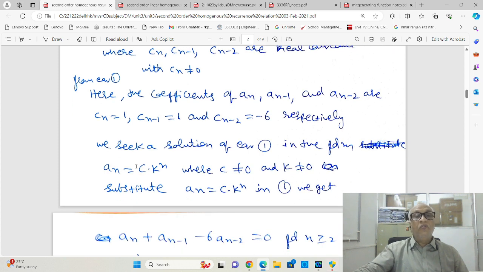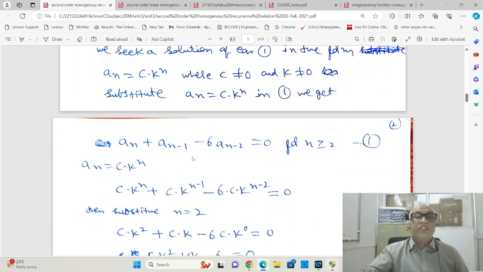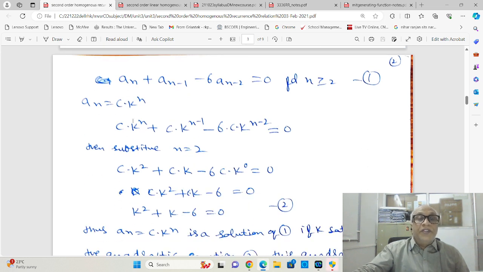Now what do we have to do? We have to do the substitution. How? an equal to c k to the power of n. So when we substitute an equal to c k to the power of n, what will we get? c k to the power of n plus c k to the power of n minus 1 minus 6 c k to the power of n minus 2 equal to 0.